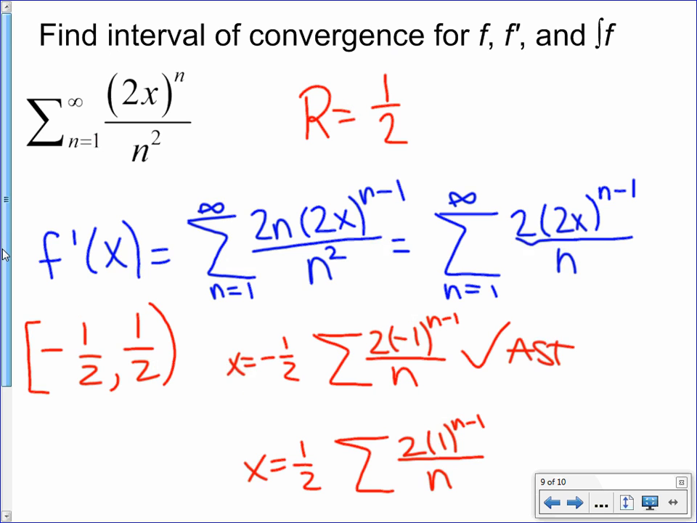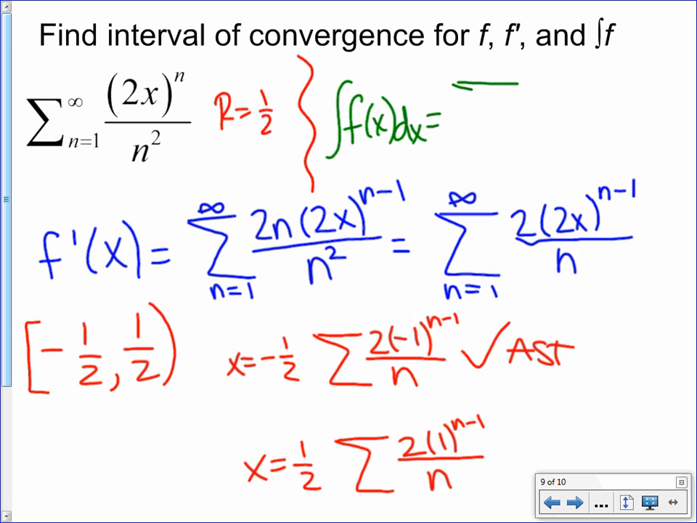Let's talk about the antiderivative. I'm going to do it up here in green. R equals 1. You said you'd write it in green and I used red.